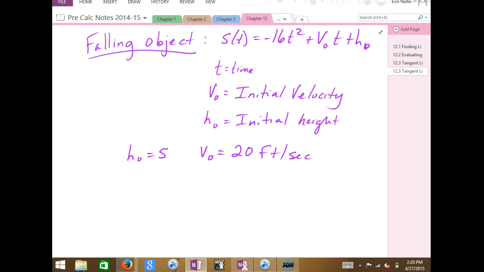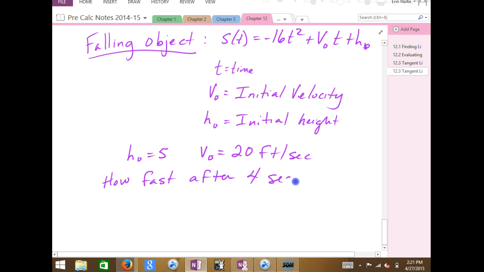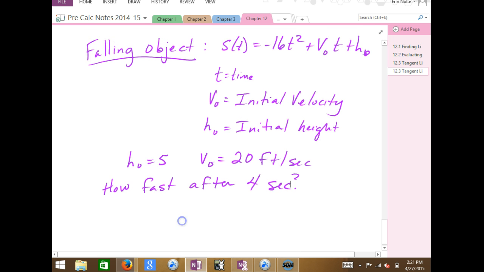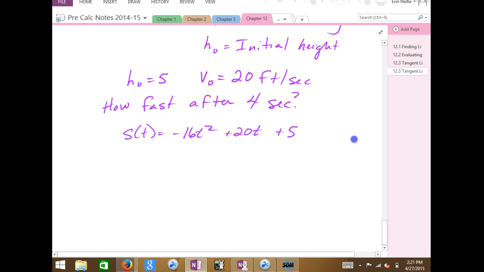Okay, so if I plug this information into my position function, we can find exactly how fast it is moving after a certain amount of time. So let's say, how fast after, sure, 4 seconds. So, given my position function, my s of t, my initial velocity was 20. My initial height is 5. I just plugged it in.